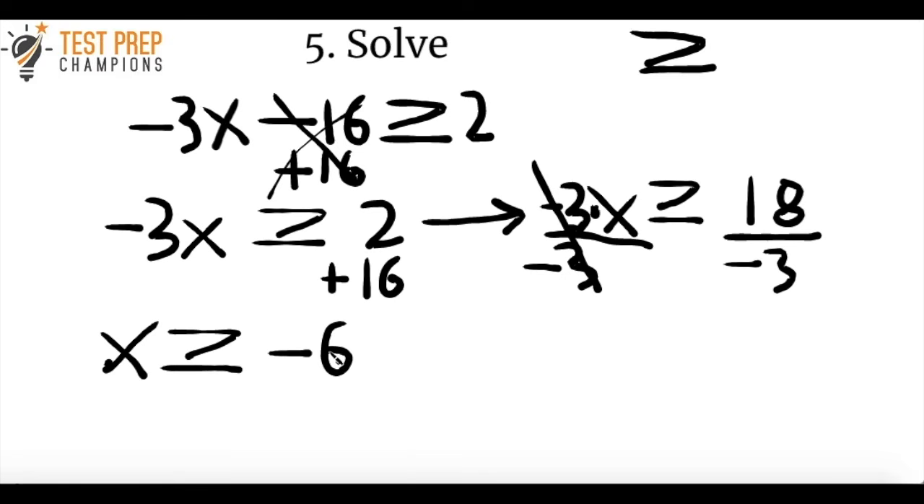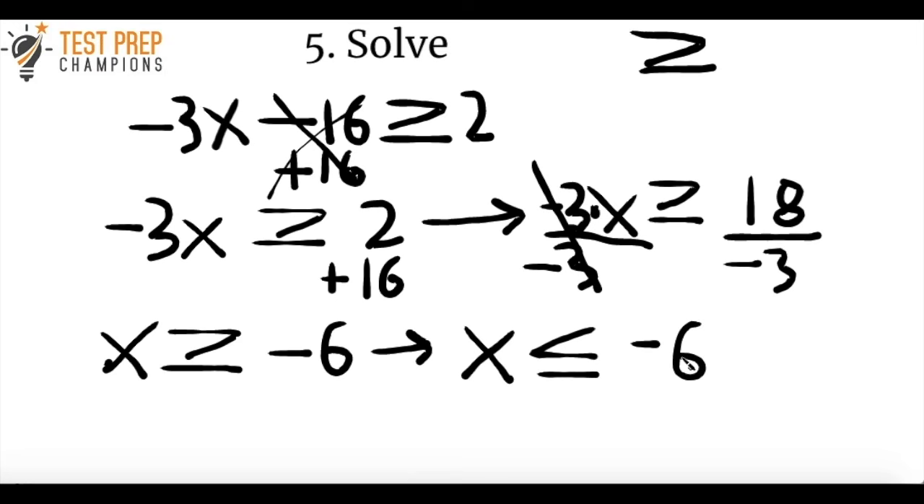So is this the correct answer? Well, hopefully you realize that no, we're not quite done with the question. Since we divided by negative 3, we're going to have to flip this around. So instead of it saying x is greater than or equal to negative 6, it should read x is less than or equal to negative 6.